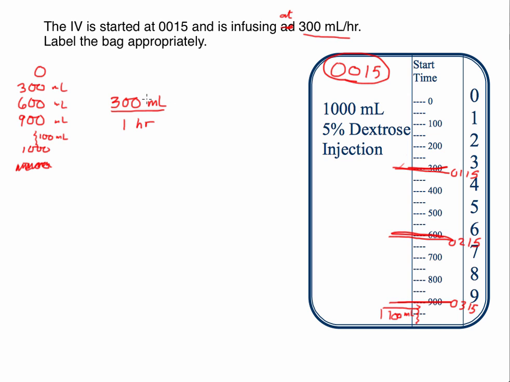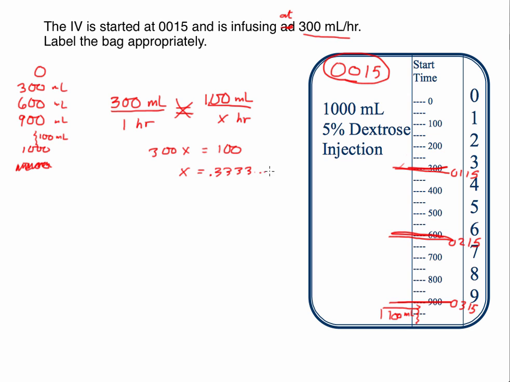So every 300 milliliters is equivalent to 1 hour. We don't want 300 milliliters. We want to know the equivalent time for 100 milliliters to infuse. So we can set up a proportion. If 300 milliliters is infusing in 1 hour, how much time is going to elapse if I only want 100 milliliters? So we can cross multiply. We get 300x equal to, again, this is 100.